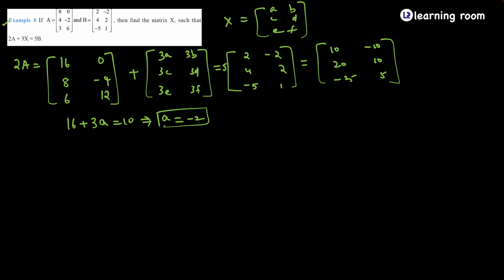Similarly, 0 plus 3b is equal to minus 10, which implies 3b is equal to minus 10, or b is equal to minus 10 by 3. Right. Similarly, 3c plus 8.